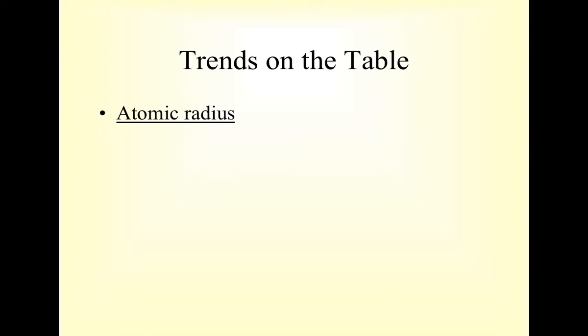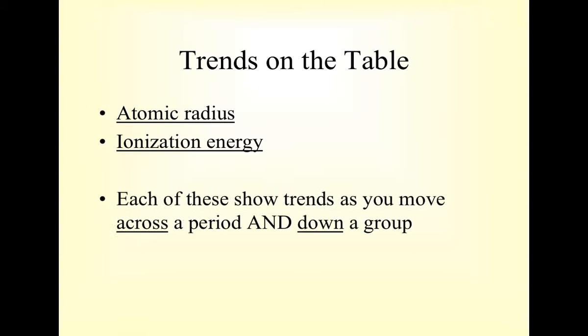So we are going to look at two specific trends on the table. We're going to look at the trend in atomic radius, and we're going to look at the trend in something called ionization energy. I'm going to explain exactly what these are, and we're also going to talk about the trends that exist on the table and why they are there. Each of these shows a trend as you move across a period and down a group. Just so you understand, when we talk about across a period, we're talking about moving from left to right on the table, and down the group I think is pretty self-explanatory. It's from the top to the bottom of the table.